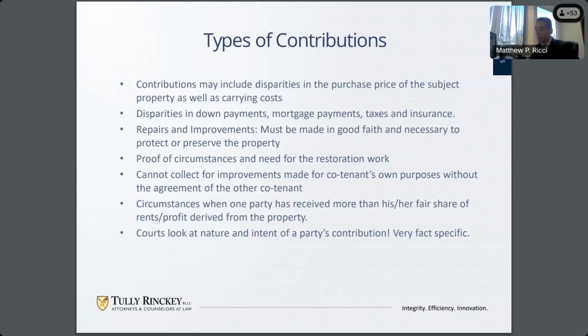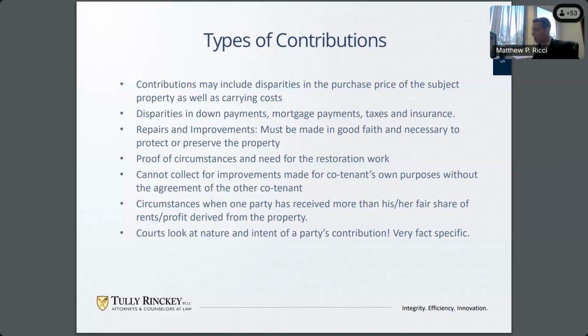But again, the individual can't double dip and try to recover a portion of the money that they're claiming through those types of improvements, and then also enjoy the enhanced value of the property itself.